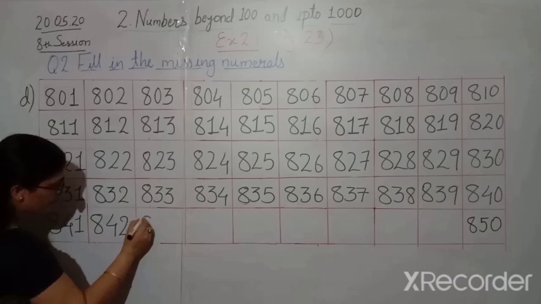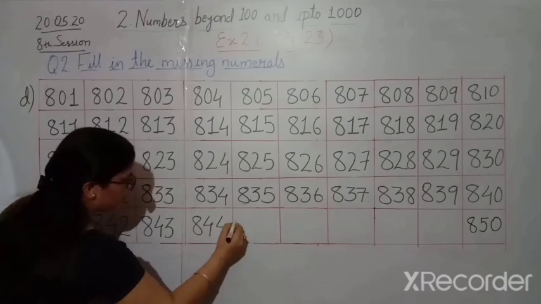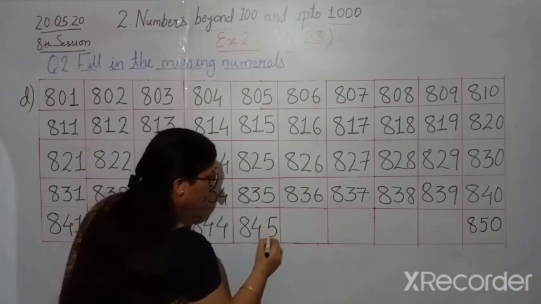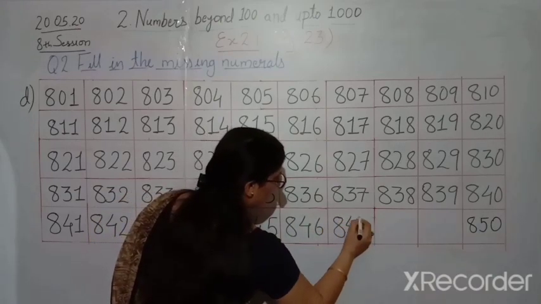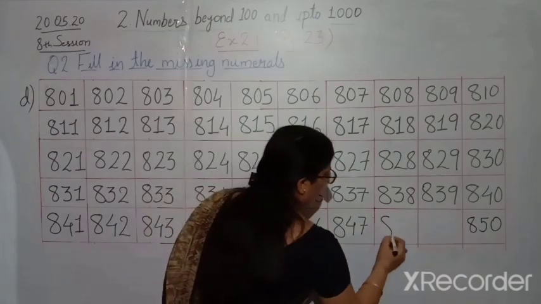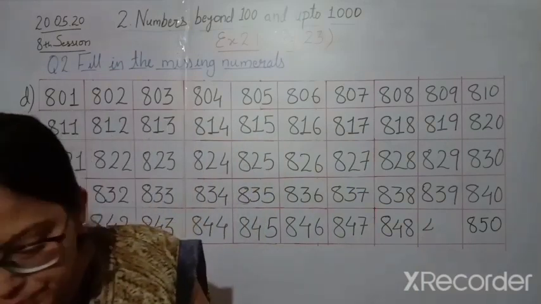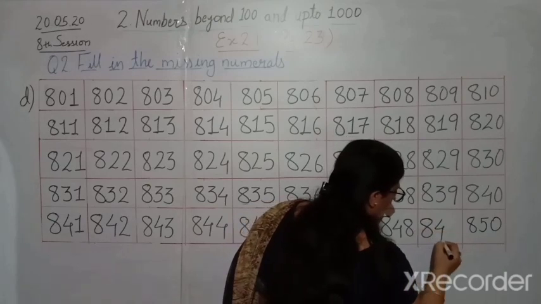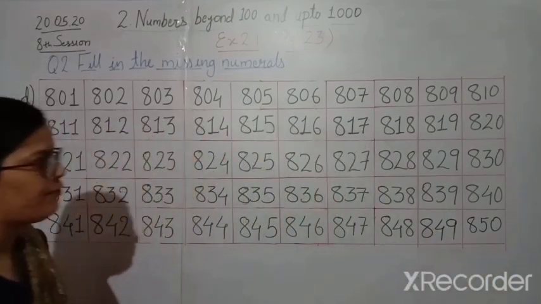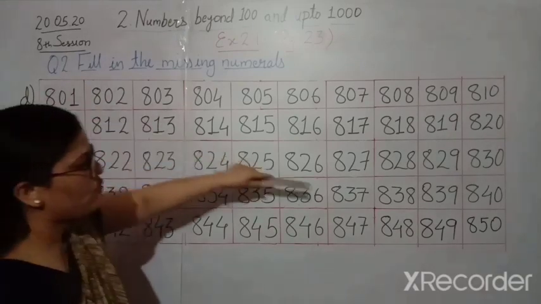842, 843, 844, 845, 846, 847, 848, 849 and the last number given here is 850. So in this way you have to fill the numbers from 801 to 850.